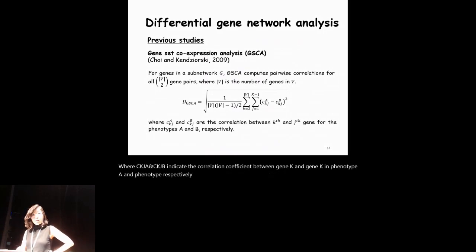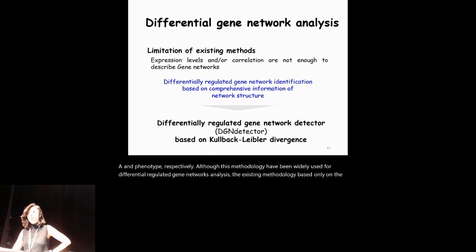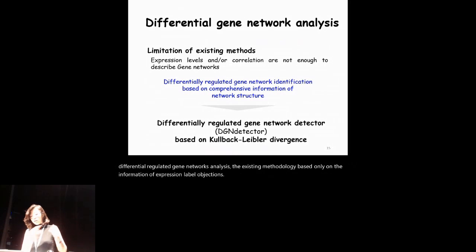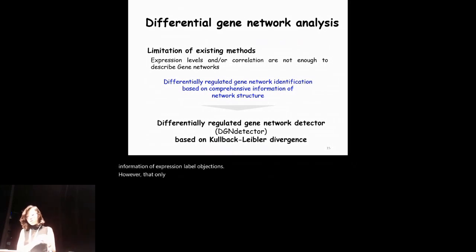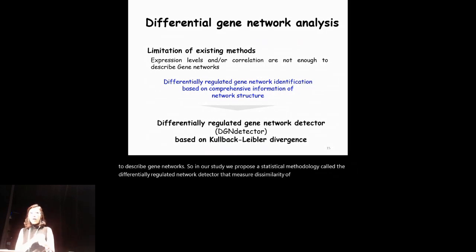Although this methodology has been widely used for differentially regulated gene network analysis, the existing methodologies are based only on the information of the expression level of genes. However, not only the expression level of genes, but also network structure is crucial information to describe gene networks. So in our study, we proposed a statistical methodology called the differentially regulated gene network detector that measures dissimilarity of networks based on not only the expression level of genes, but also network structure.